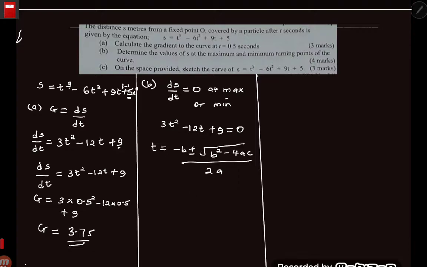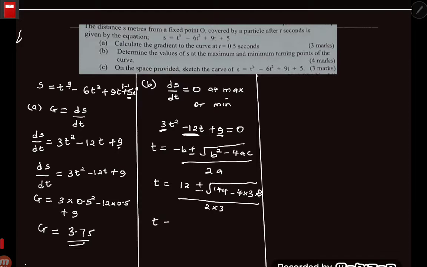Using the quadratic formula, we can say that t is equal to minus b. B is minus 12. So minus 12 will give us positive 12 plus or minus root of b squared is 144. Negative 12 squared is 144 minus 4 times a, which is 3, times c, which is 9, over 2a, and a is 3, so 2 times 3, which is equal to 6.